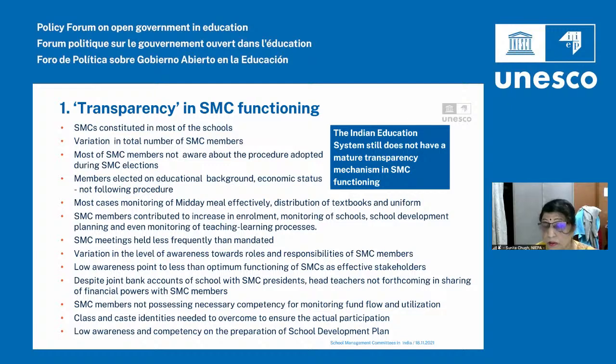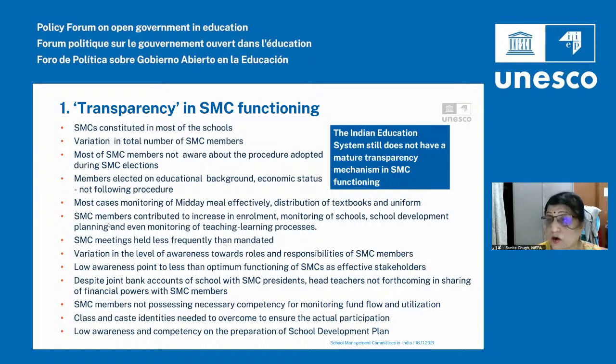And there was variation in the level of awareness of the roles and responsibilities of SMC members, because the system was not transparent enough to tell them. The most disturbing finding was that in most cases, despite a joint bank account of the school with the SMC president, that is the head teacher, they were not forthcoming in sharing financial powers with SMC members. They felt that SMC members do not possess the necessary competency for monitoring fund flow and utilization.